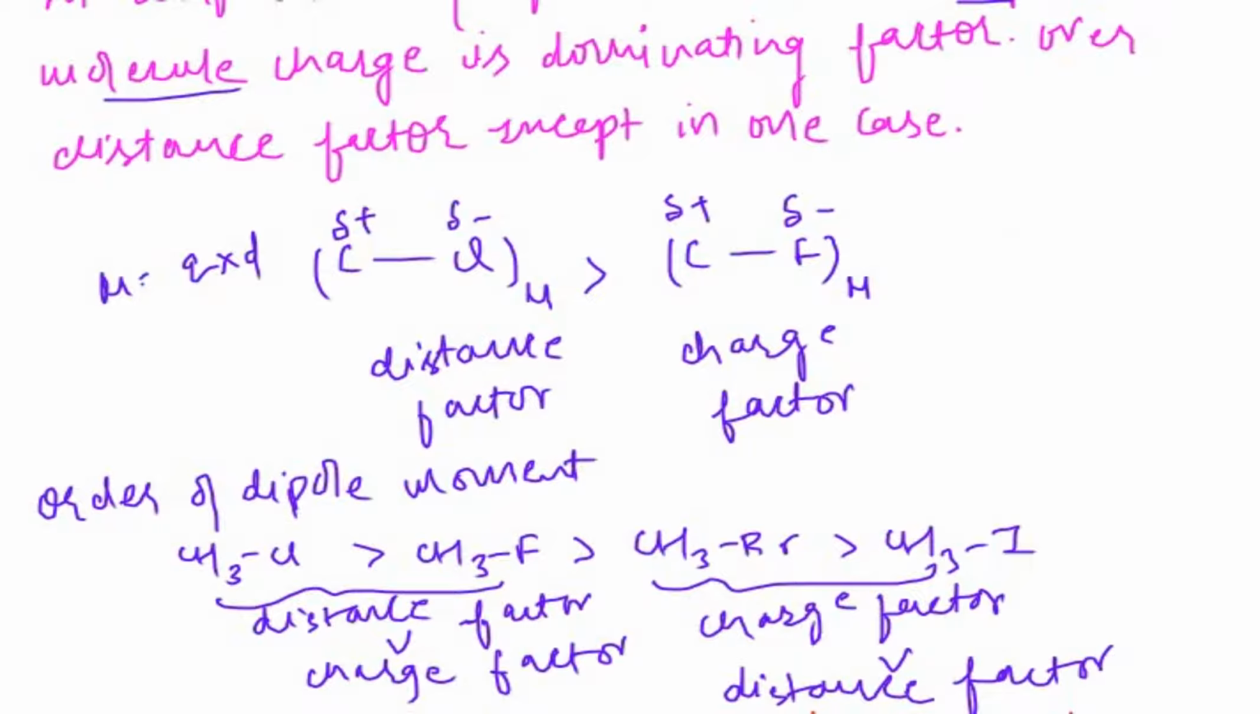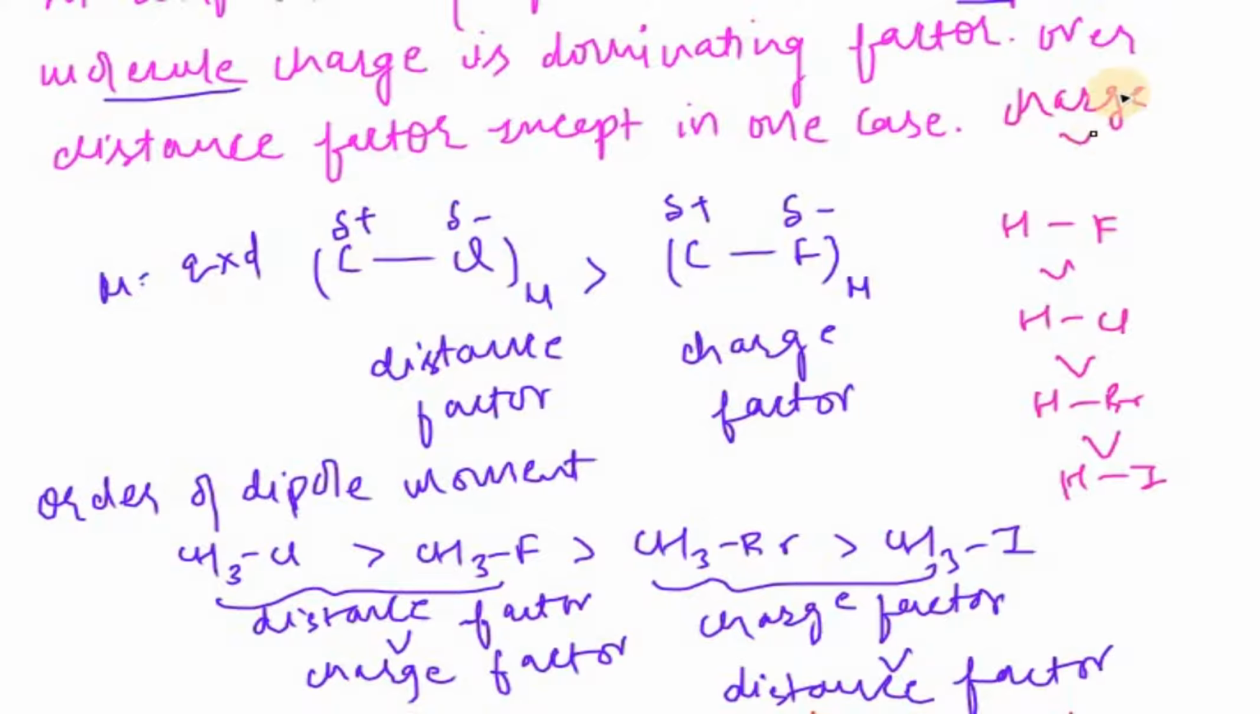Now if we look at HF, HCl, HBr and HI, in that case HF is greater than HCl, HBr, HI. It is regular. Here it is following the regular thing, where charge factor dominates over the distance factor. But we have to again see this exception in case of CCl and CF.